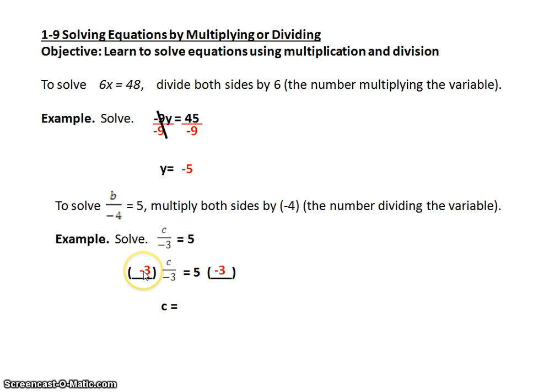Now over here, I've got a negative 3, and that's going to be divided by a negative 3. So those will divide out. On the left-hand side, I will end up with just the letter c. I have successfully isolated the variable. Now we need to simplify the right-hand side. 5 times a negative 3. Now remember, in multiplication, if the signs are different, my product will be negative. So 5 times a negative 3, I will have a negative. 5 times 3 is 15. c equals negative 15.